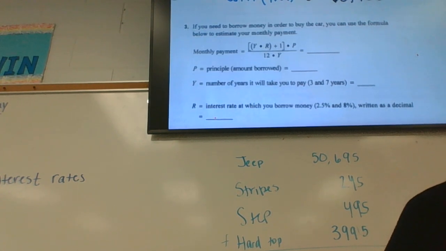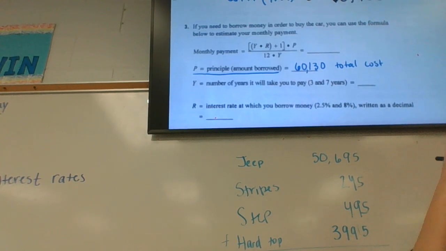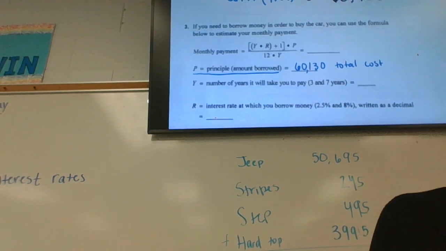Principal, the amount borrowed, is the $60,130. That's the total cost. I use this number, though it's usually like 1,500, but you can use that number if you want. 987. Okay, we're gonna do this twice. I'm gonna try to be really responsible and pay off my car in 3 years, or I can't afford it, so I'm gonna do it in 7 years. So first I'm gonna do it over the period of 3 years.